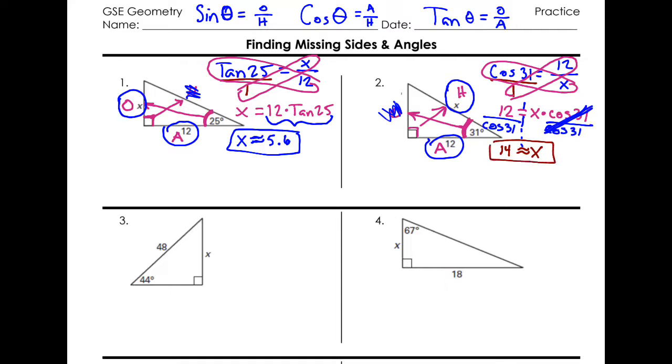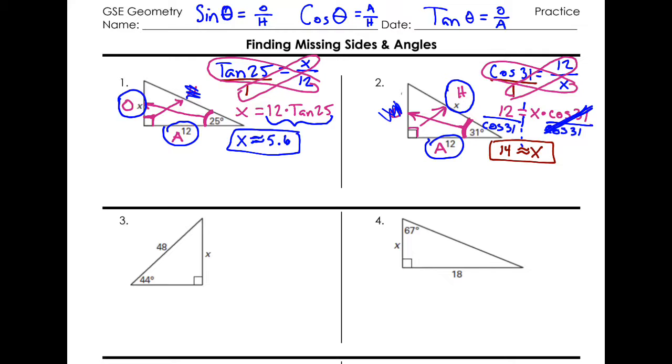Now remember, make sure your answer makes sense. Obviously, our x in this case represented the hypotenuse. So it makes sense for this to be 14 because it has to be longer than the other two sides. And we know at least it's longer than this one. So that makes sense because 14 is greater than 12. Now, if we ended up with an answer like 9, we should know something went wrong because the hypotenuse has to be the longest side in a right triangle.